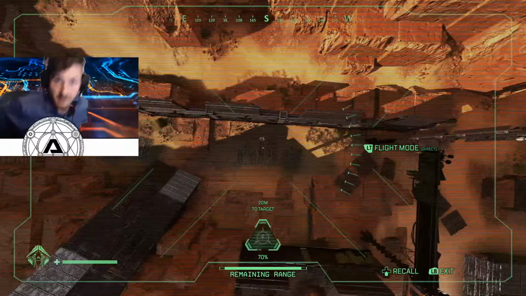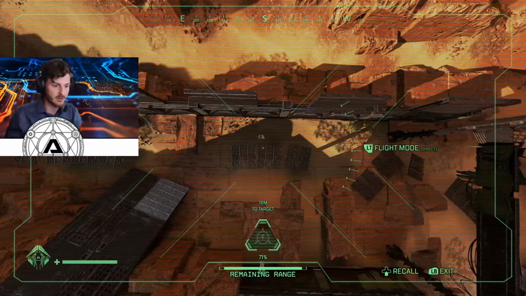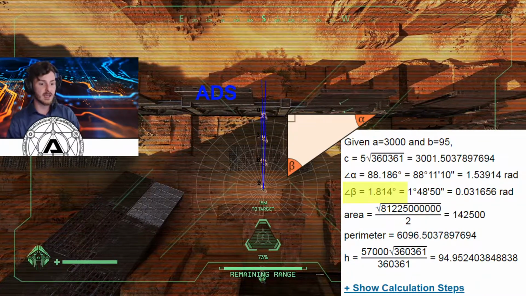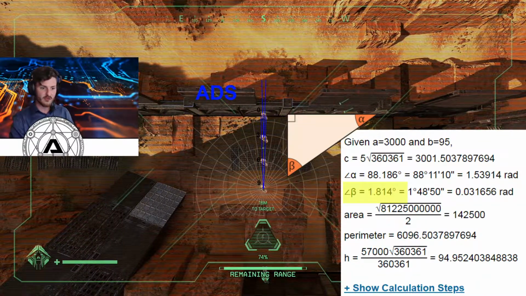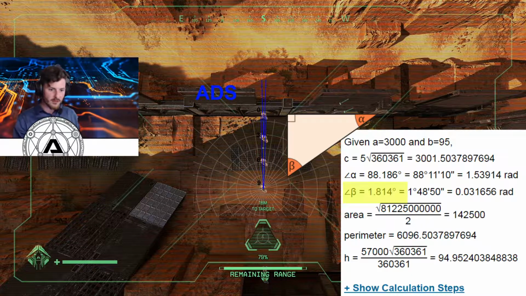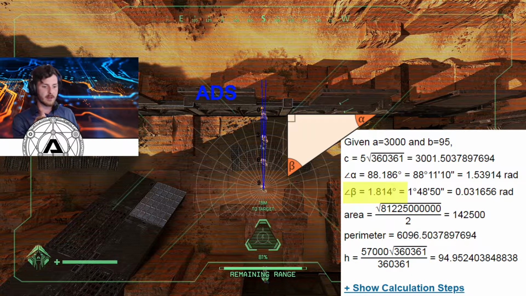We got two sides and an angle, peeps. We can calculate the triangle. Let's bring up the maths. The first triangle we'll calculate is ADS. So you can see, I'll throw it on the screen. We have 1.184 as our angle. I'm going to multiply that by 2, which is 3.628. That is the angle that the spread is coming out of the gun.